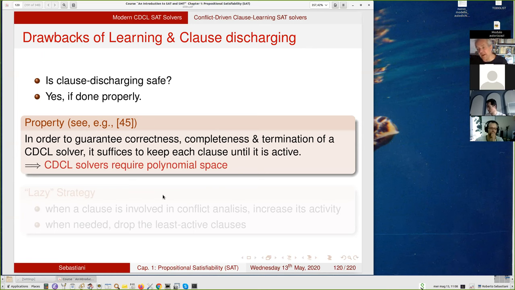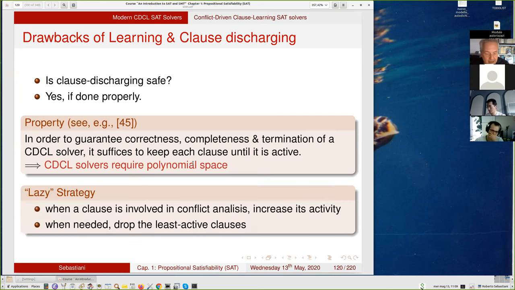Of course, if you say you can safely drop them, this may worsen performance. So what typically happens in current SAT solvers is a lazy strategy, which guarantees this property but does something better. Rather than discarding all clauses which are not technically part of the implication graph, you just keep track of the current involvement of clauses. You give a score to every clause, and every time a clause is used in conflict analysis, in the creation of the implication graph, you increase its score. And from time to time, you drop those with the lowest score.